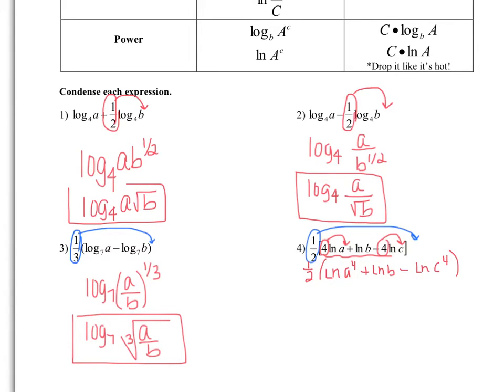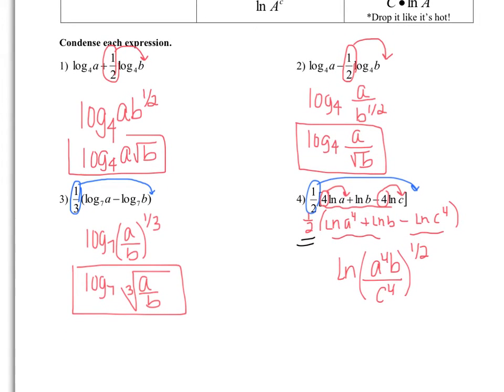So again, this part means to multiply and then divide. So we've got ln of A to the 4th B over C to the 4th. Now this whole thing to the 1/2 power because of this guy right here. Now again, raising something to the 1/2 power is the same thing as saying the square root. So your final answer is ln the square root of A to the 4th B over C to the 4th. Final answer.